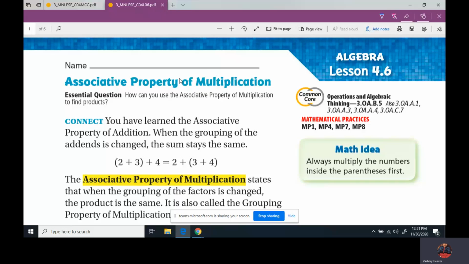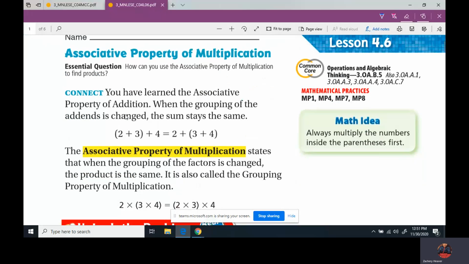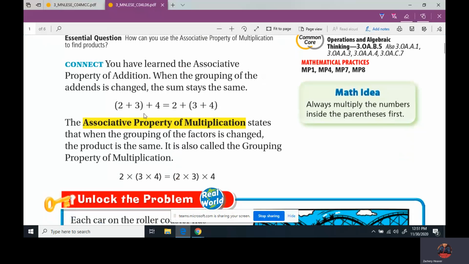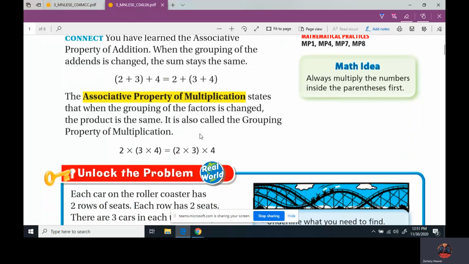And then the associative property. We've already learned the associative property of multiplication or addition, which is the grouping property. Let's say 2 and 3 are hanging out talking and 4 is left out. Well, now 3 goes over and talks to 4. We put them in a group and 2 is left out. They're associating. They're talking. They're in a group. So the associative property of multiplication states that.